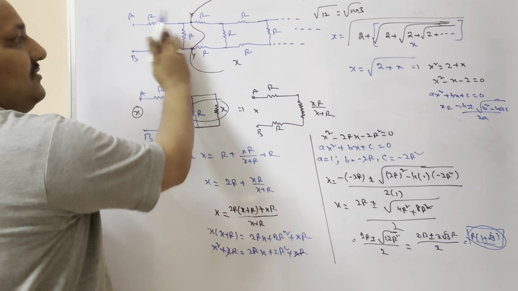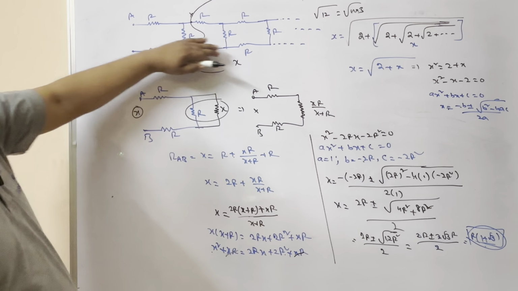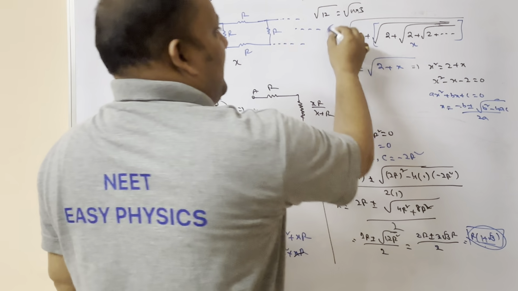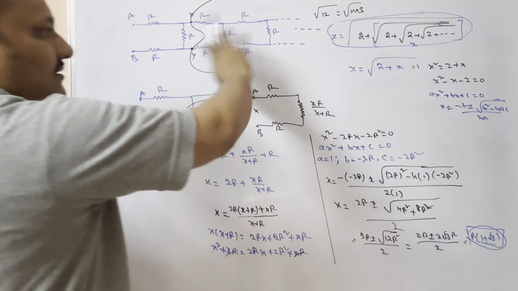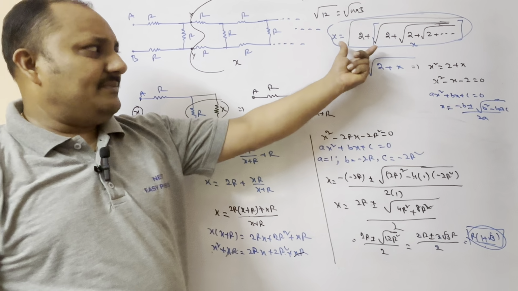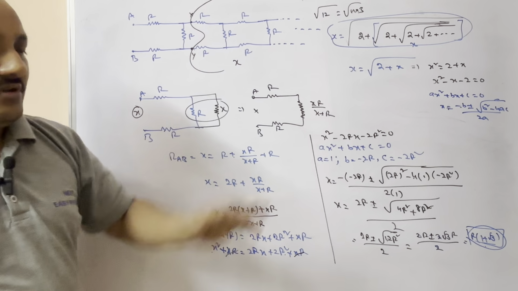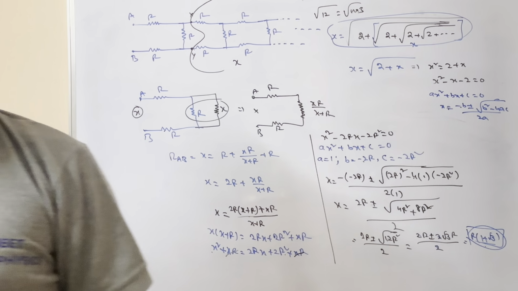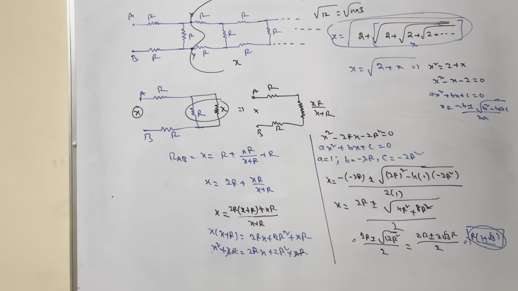Sometimes they will remove this lower portion. At that time also you have to do it like this. This is the main equation, the mathematical method of how we solve this ladder circuit. You have to remember this 1 plus root 3 r, if they give all resistors equal.